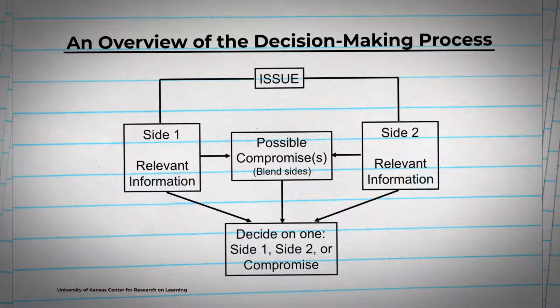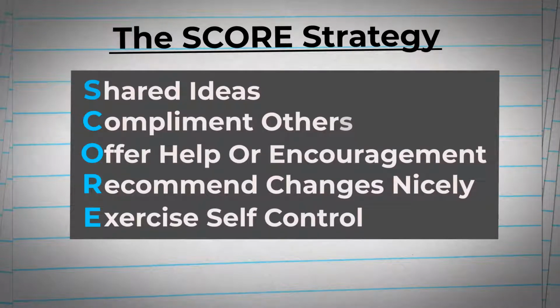An overview of the decision-making process is represented in this graphic. You take an issue, then in teams you discuss side 1, find the relevant information. Then you discuss side 2, relevant information is also identified. And then the decision is made on what could be possible compromises. Blend the sides if necessary. It is critical that you remember to use the score skills during this process.